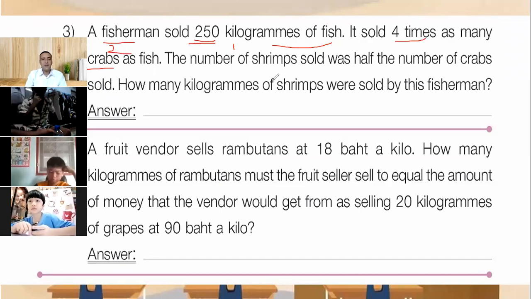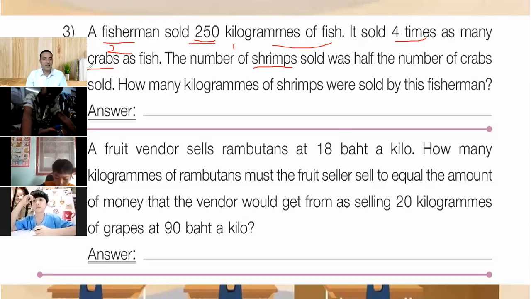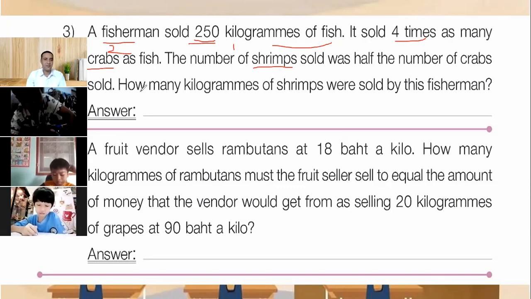Then the number of shrimps sold was half the number of crabs sold, okay? So the third information given to us is how much the fishermen sell the crabs, and half of that were the shrimps, okay? Now look at the question. What is the question asking from us? The question is, how many kilograms of shrimps were sold by the fishermen? So here we have all three information.